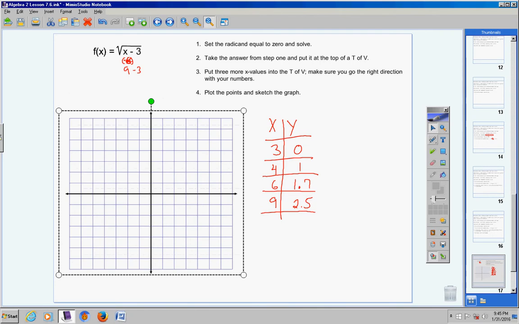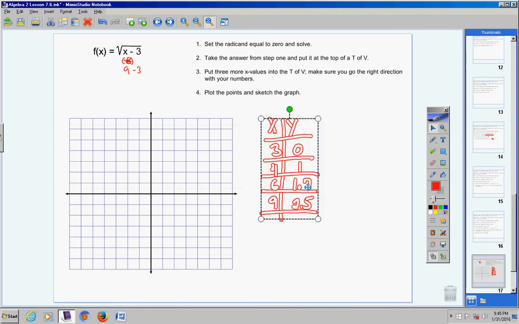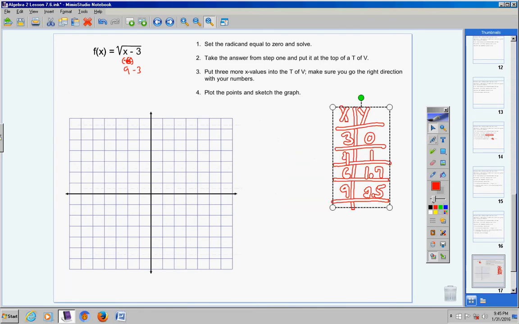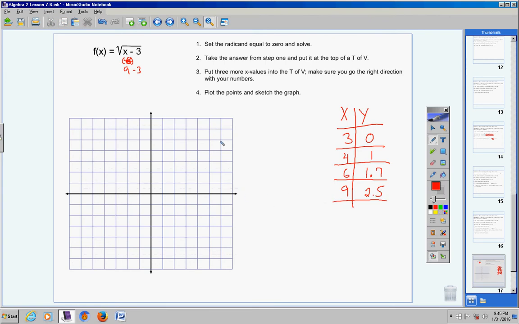I'll have to add a couple more points to my x-axis to get a 9 in there, but that's okay. So 3, 0. There we go. 4, 1. There we go. 6, 1.7.